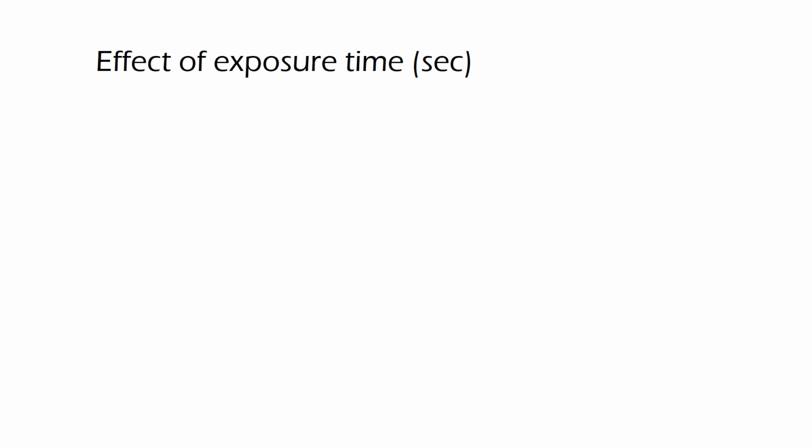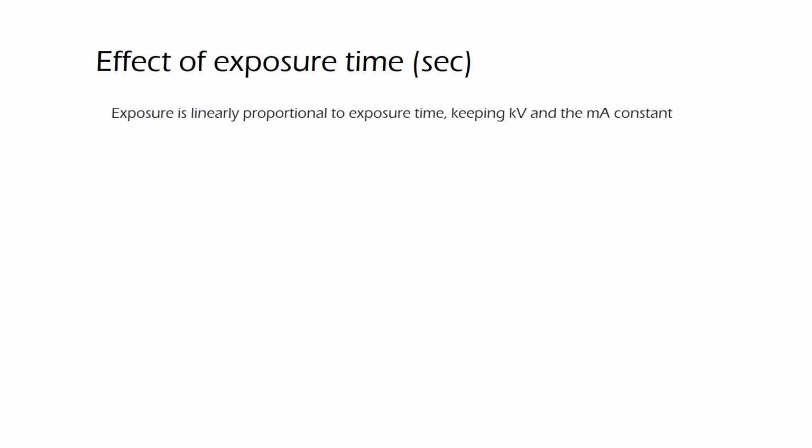Our discussion on keV and MA would be incomplete without the mention of the exposure time. When you do an exposure with the X-ray tube, you turn on that X-ray tube to expose for a given amount of time. Exposure is linearly proportional to exposure time, keeping keV and the MA constant. Similarly, exposure is linearly dependent on the MA. Exposure is directly proportional to seconds, that is time.